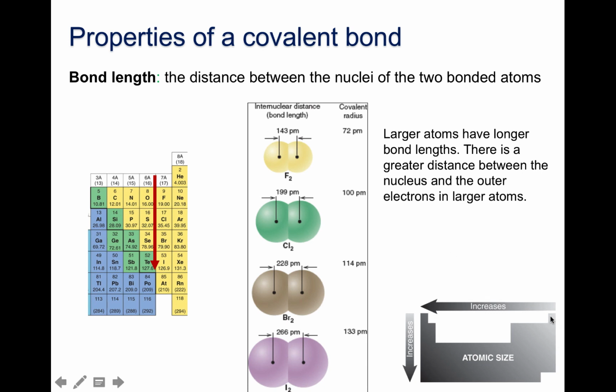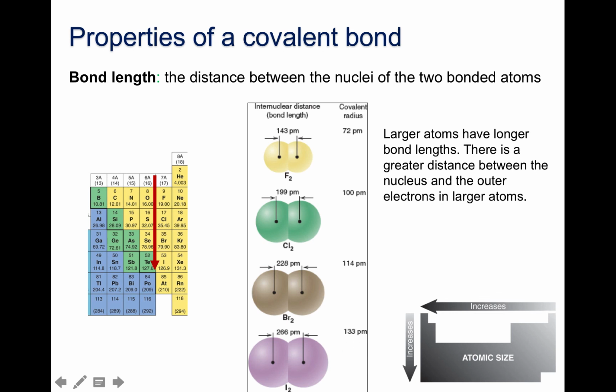Remember, we looked at the trends. As you go down a group, atomic size increases, and as you go across a period, it decreases. So if you can predict the atomic size, you can also predict bond lengths. The larger the atom is, the longer you would expect the bond to be. For a fluorine molecule, fluorine is the smallest of all the halogens, so you would expect a fluorine molecule to have the shortest bond length. As you go down the group of halogens, say to iodine, you would expect the largest atomic size, and the distance between the two nuclei in an iodine molecule would be the greatest.